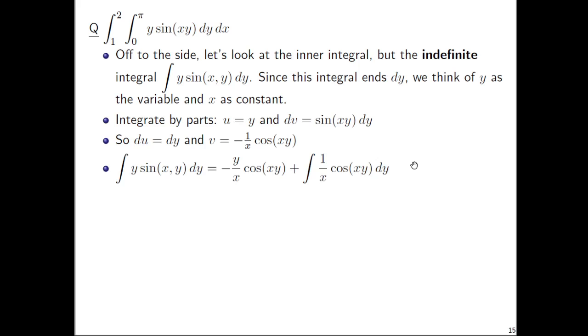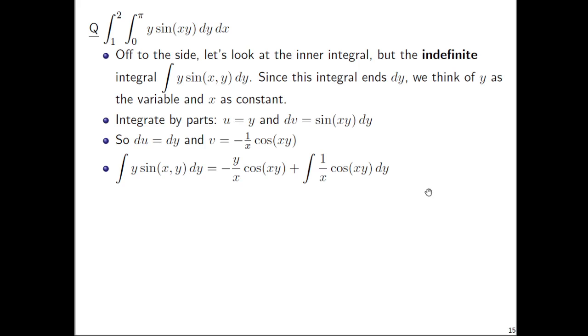Whew. All right, so then applying integration by parts, again, apologies for the comma here, this indefinite integral should be u times v, so negative y over x times cosine of xy, plus, uv minus the integral of v du, right. So v du, there's v, there's du here. With the minus sign, that's why there's a plus here, right, because it's minus minus. The integral of 1 over x cosine of xy dy.